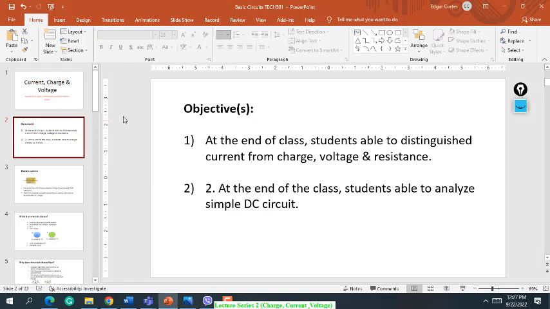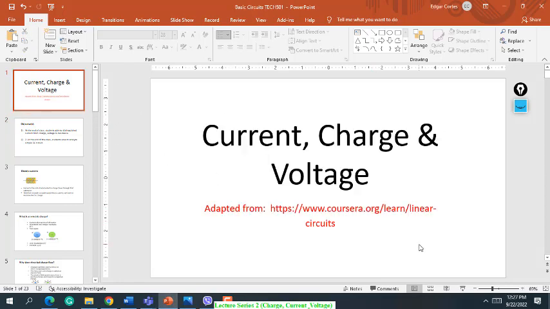So basically class, our discussion this afternoon is about current, charge, and voltages. This is the basic concepts in electricity and electronics. By the way, this class is adapted from the source that I've cited here, okay?